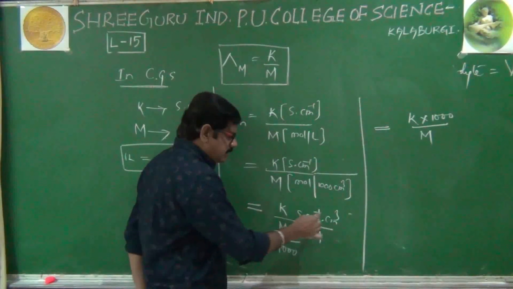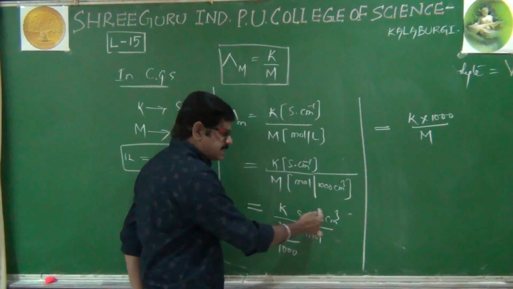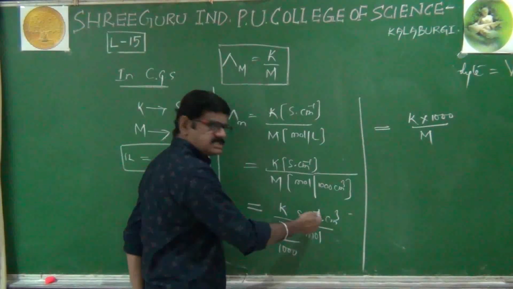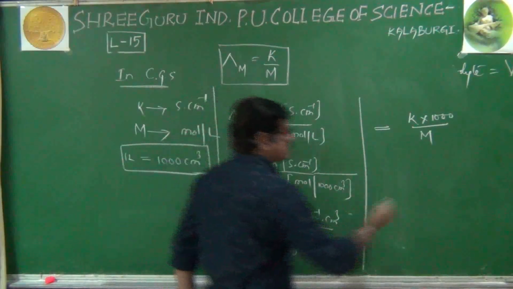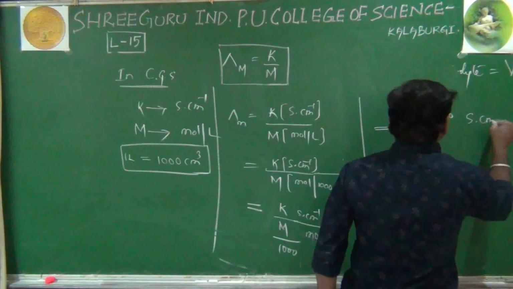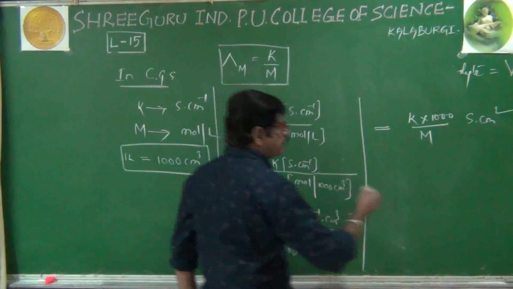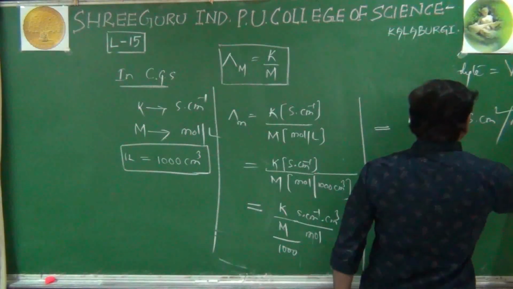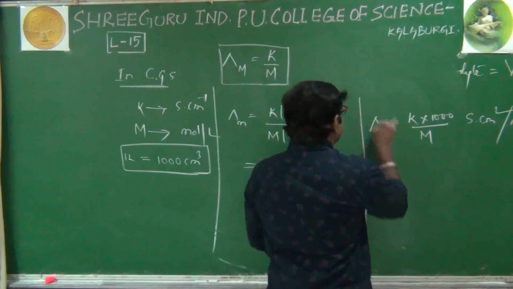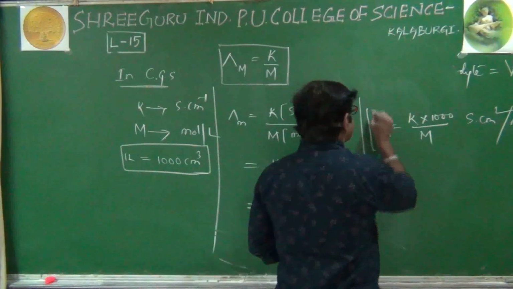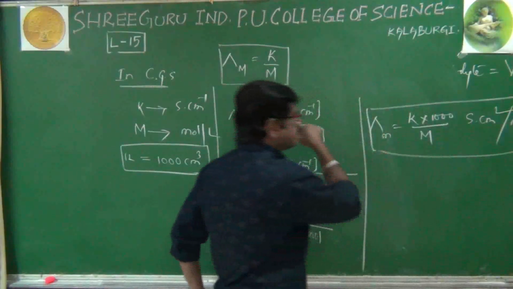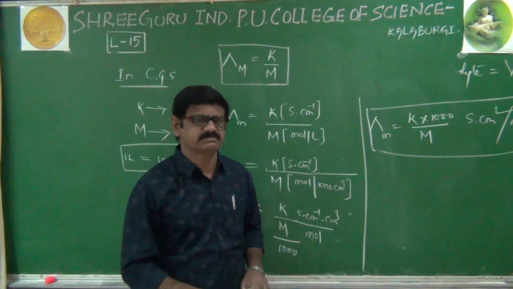Next, Siemens, that is centimeter to the power of -1 and centimeter cube. 3 minus 1, and 3 minus 1 is nothing but Siemens centimeter square per mole. This is our molar conductivity final formula in the CGS system.